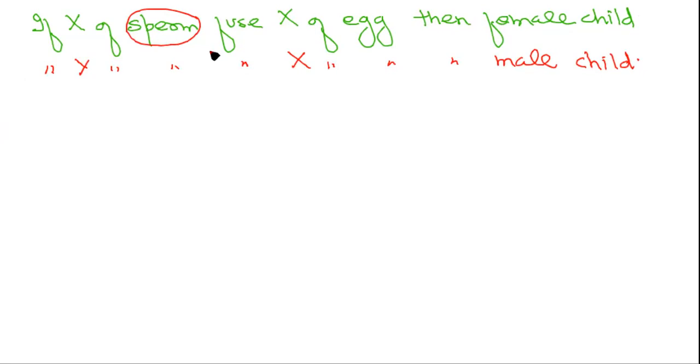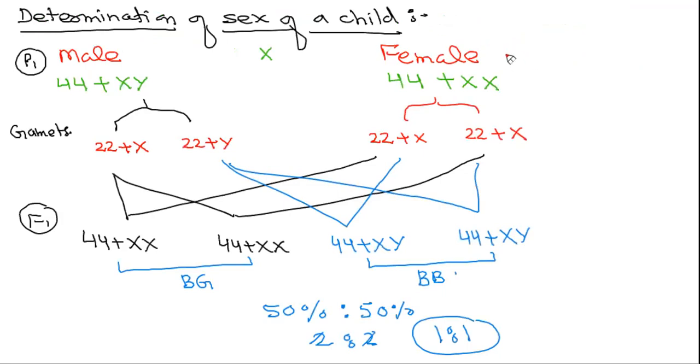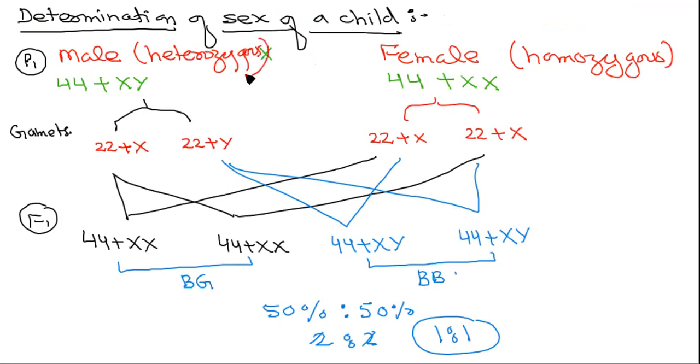We can show the cross with the help of which we can determine the sex of an individual, because human female is homozygous while male is heterozygous. Hope this point is clear. Now it's clear these are sex chromosomes and these are autosomes which are responsible for other characteristics.